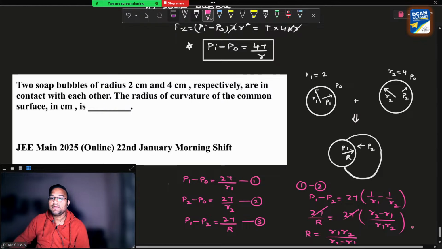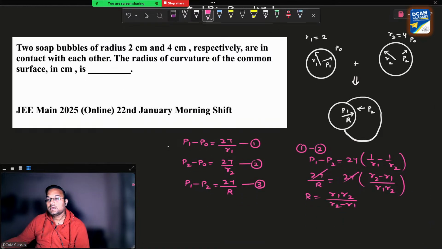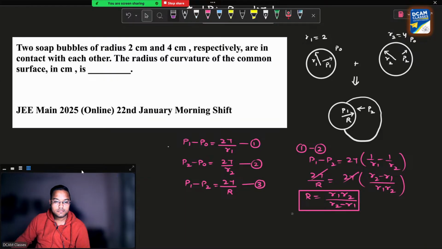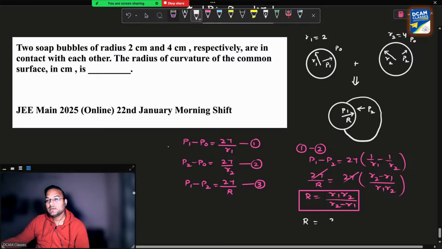This is actually a derivation. They give this formula as the final result, and they expect you to use this formula directly. But I don't think this should be a part of derivation. This should be taught to you. You should be able to figure it out by yourself. It's not difficult. So that R will be 2 into 4 by 4 minus 2, which is 4. Answer 4.